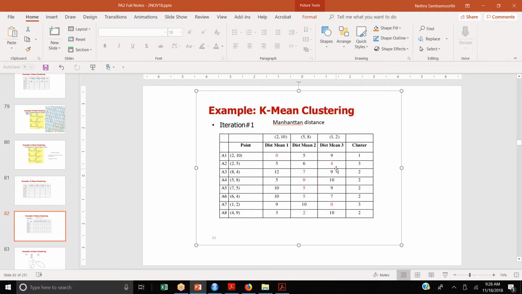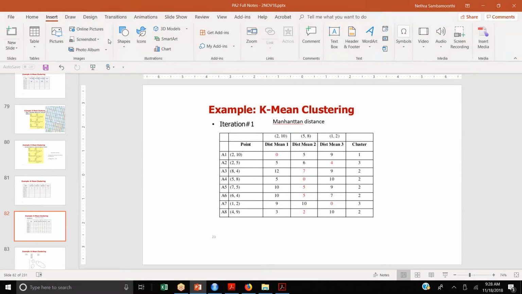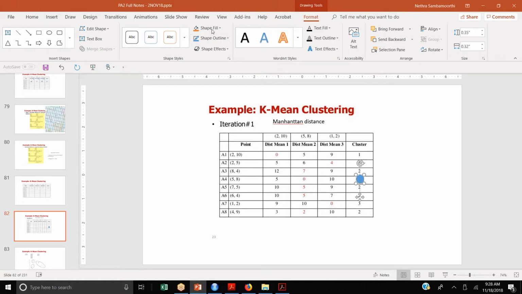But look at this one. The minimum distance is 4. So I'm saying (2, 5) belongs to cluster 3. Here I look at it. Now the minimum distance is 7. I am saying (8, 4), A3, belongs to cluster 2. In the same way here, (5, 8). This is a kind of trivial information. Do you agree? That's not extremely valuable information, but we just have to do it in a systematic way.